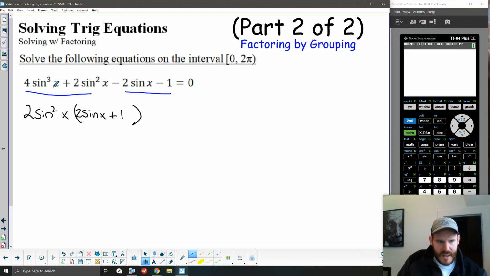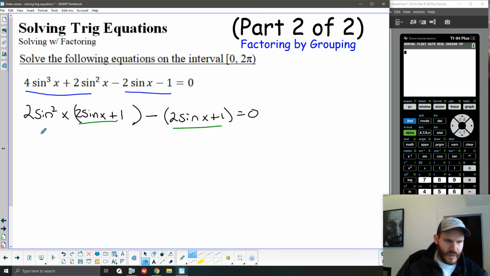Sine squared times sine would give me 3 factors of sine. And 2 sine squared times 1 is itself. So that checks out. And then in my second grouping, it looks like there's a common negative. And I don't see anything else common there. So I have 2 sine x plus 1 equals 0. Well, that's worked out well for me because now I have a common factor of 2 sine x plus 1 between each of these terms. So I can take that out.